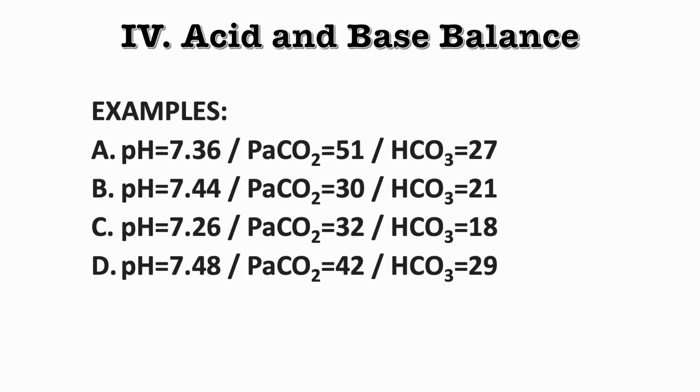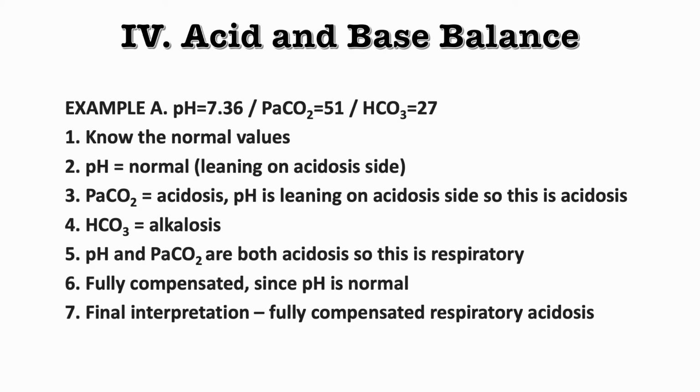Let us now have 4 examples. Example A, B, C, and D. And to answer each one of them, let's consider the 7 steps. Example A, Step 1, know the normal values. Step 2, what is a pH of 7.36? It's normal, but it's leaning on the acidosis side.